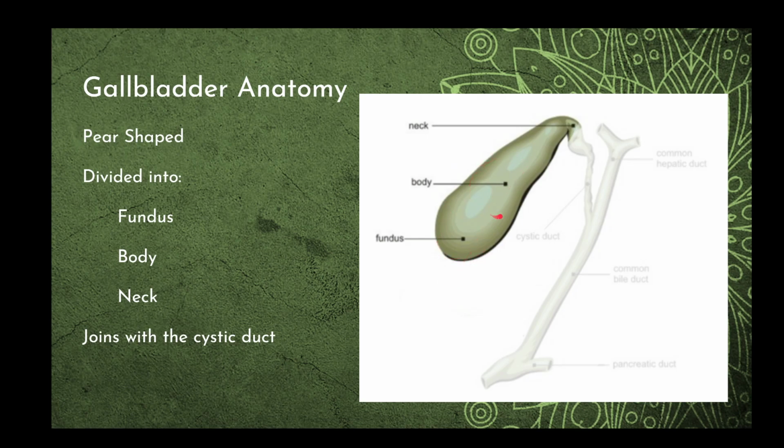The body is the main portion of the gallbladder, and then we have the neck where it starts to narrow again. The neck then is going to join right in with the cystic duct, but the cystic duct is part more so of the biliary tree, more than it is part of the gallbladder.